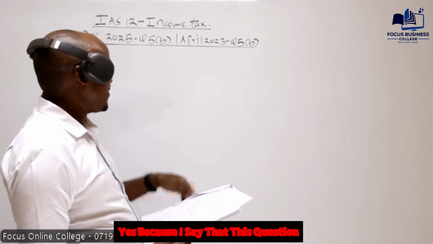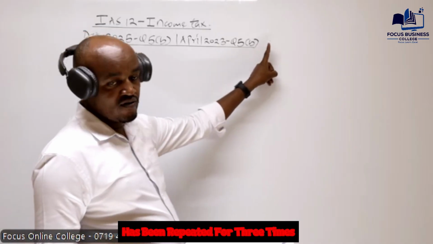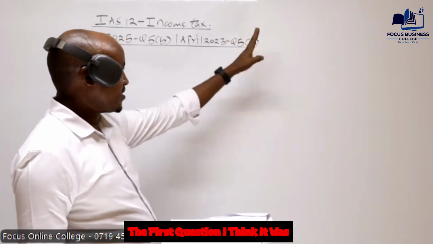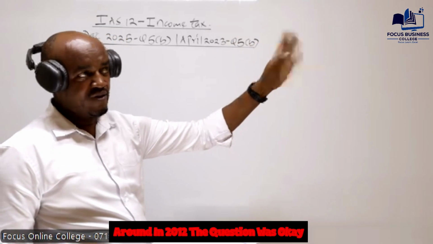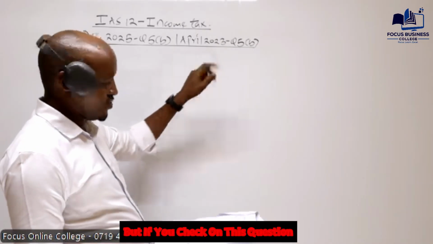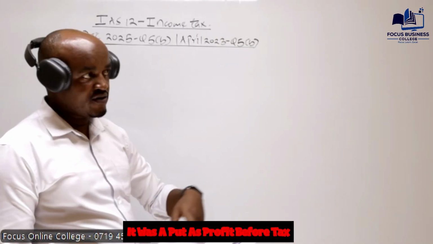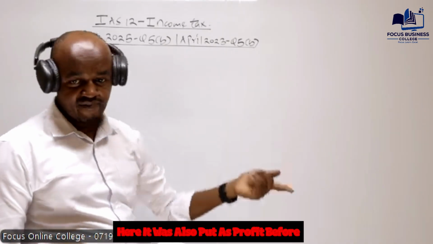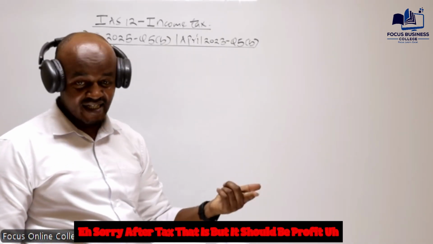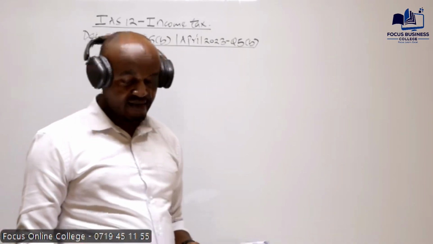Yes, because I say that this question has been repeated 3 times. The first question, I think it was around 2012. The question was okay. But if you check on this question, it was put as profit before tax. Here it was also put as profit after tax, that is. But it should be profit before what?